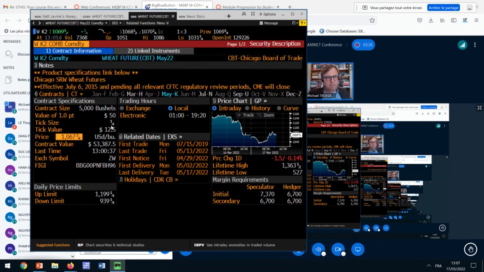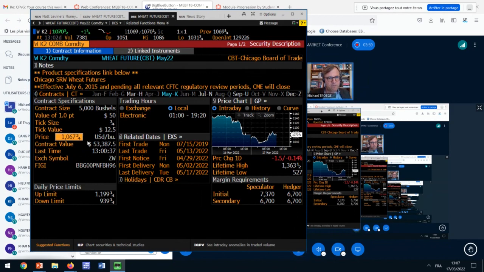A tick is the quotation. You can see that it's quoted in up to quarter of a cent. So it's in cents and quarters of a cent. Again, very old-fashioned. But here we have 1,069.5 cents. So the tick size is 1/4 of a cent, and that would correspond to 1/4 of $50. $50 is a 1 cent increase. So that's $12.5.